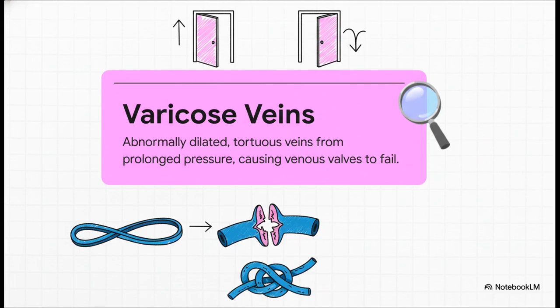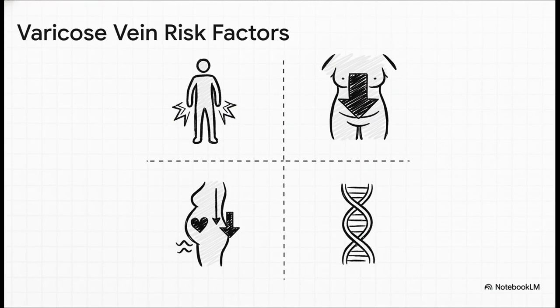Simple as that. So you might be asking, what causes this high pressure in the first place? Well, as you can see, there are a few usual suspects. Standing for a long time, think of a surgeon in a long operation or a traffic policeman. Obesity, which adds a lot of extra pressure inside the abdomen. Pregnancy, which can physically press on the big veins. And of course, sometimes it just runs in the family. So when you're taking a patient's history, these are the questions you absolutely have to ask.